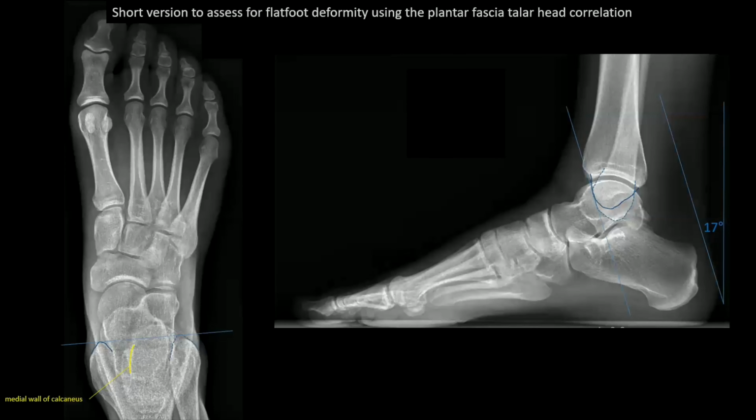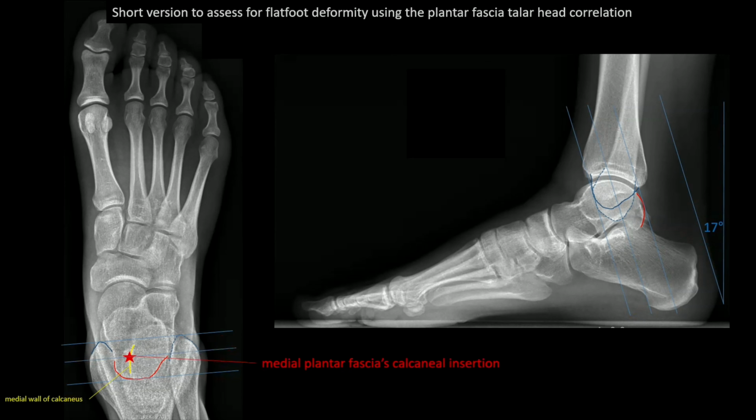Once the line of the anterior border of the lateral malleolus is drawn, a second parallel line running through the posterior border of the talus is drawn on the lateral and on the dorsoplantar radiograph. A third line is drawn parallel to the previous lines running through the insertion of the plantar fascia on the lateral radiograph. A third line is drawn also on the dorsoplantar radiograph, reproducing the same proportions of the distances between the three corresponding lines on the lateral radiograph.